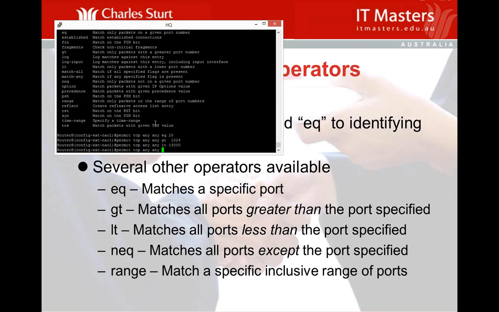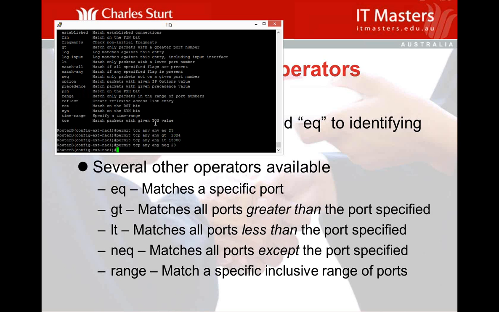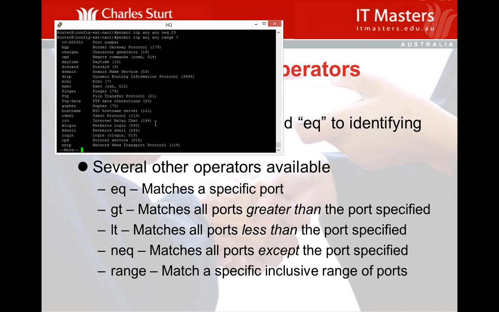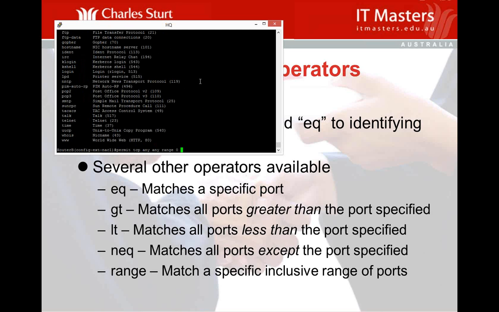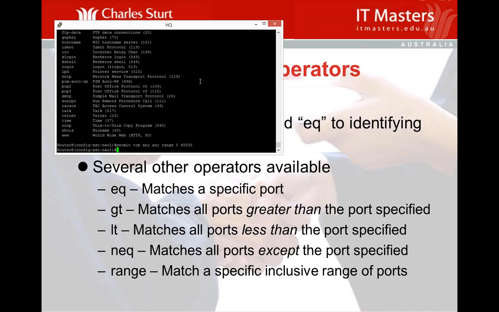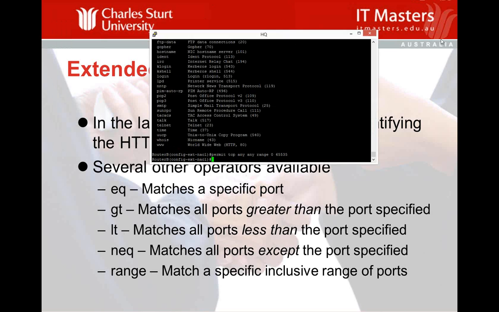We could say anything that's not equal to 23, so anything other than telnet. And the other point is we could put in range, and in the range you can put in a huge range. The start number can be 0 to 65,535. So if we wanted all ports, we could say that, and that's basically the same as putting in IP and any. Again, that's not necessarily how you would use them, but it gives you an example of what those operators are and how you can use them.